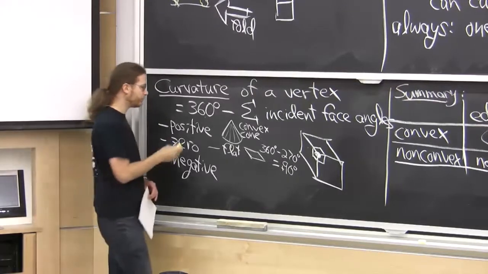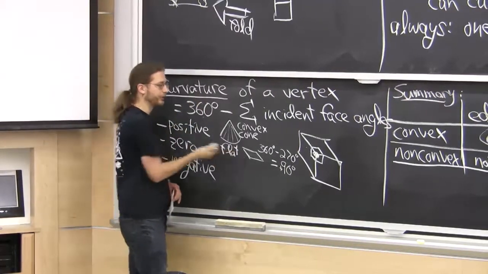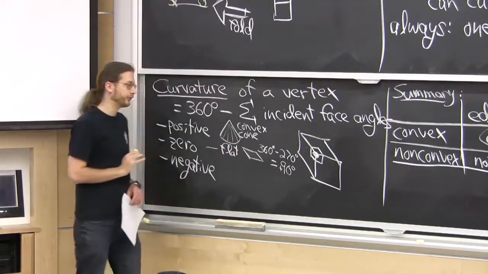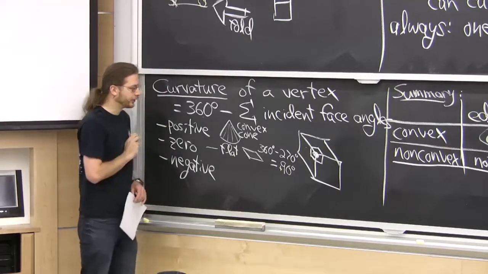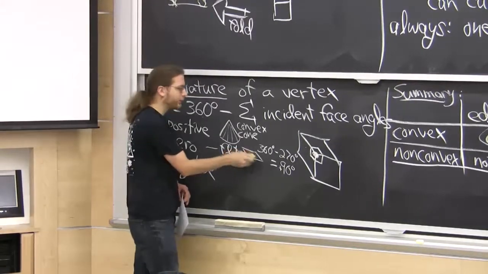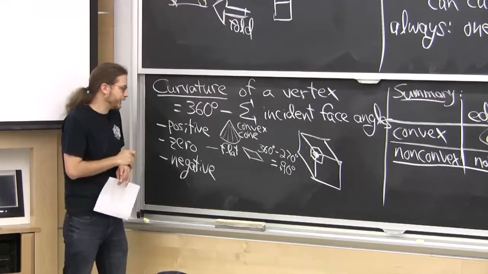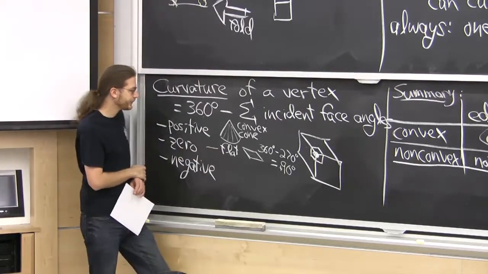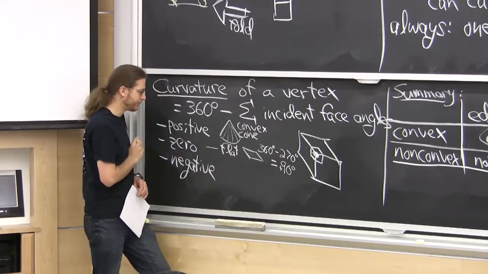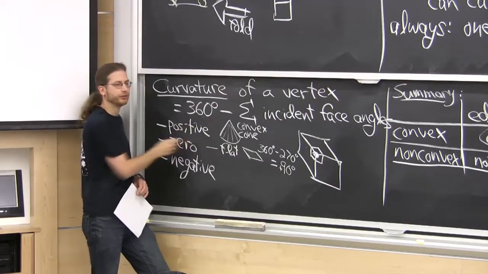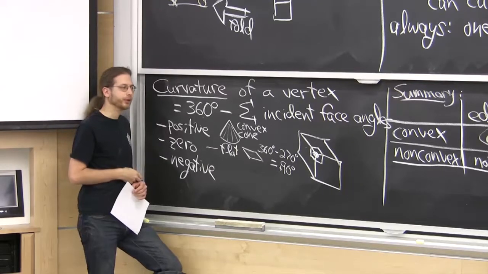So you never change the curvature. The sum of the incident face angles will always stay the same no matter how you fold this thing. Curvature is an invariant. But if you just think locally and forget about the actual folding of the thing, it's kind of flat. So you can think of this as like a piece of paper. We talked about these two situations in the context of Kawasaki's theorem way back when.